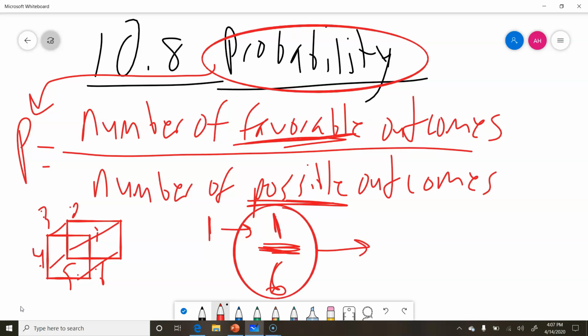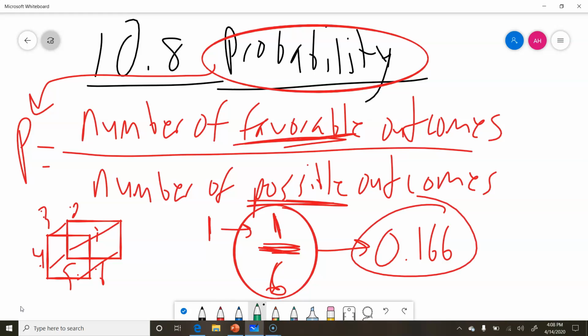Or if I use my calculator and type that in and I hit 1 divided by 6, I get 0.166. Okay, so you can leave it like that. In the homework, they want you to do both, okay? So you do it as a fraction right here, and then you do it as a decimal right here. Okay, now that's really easy, right?